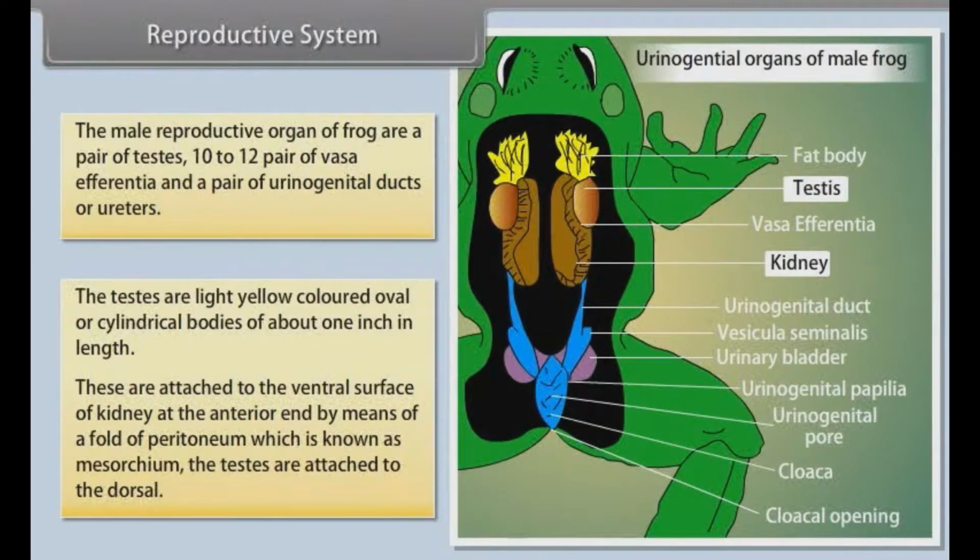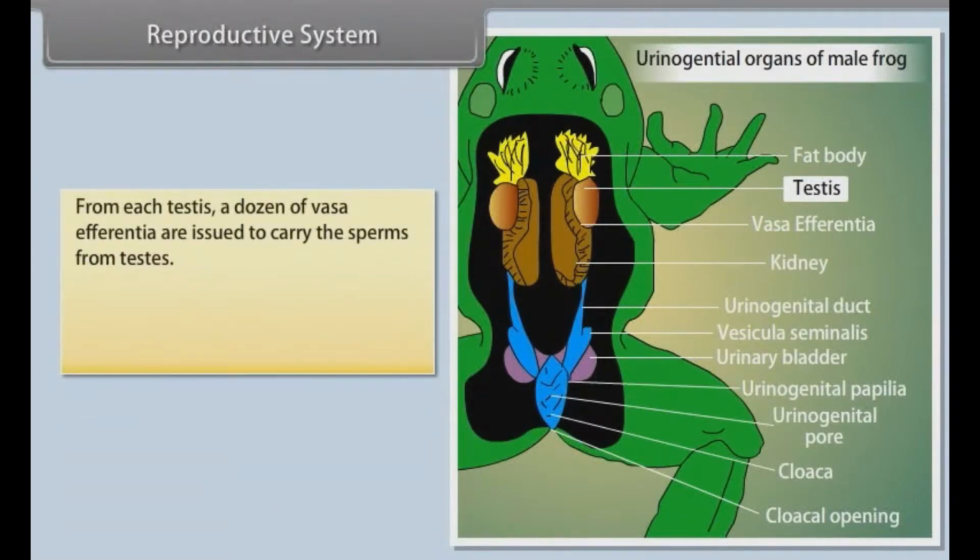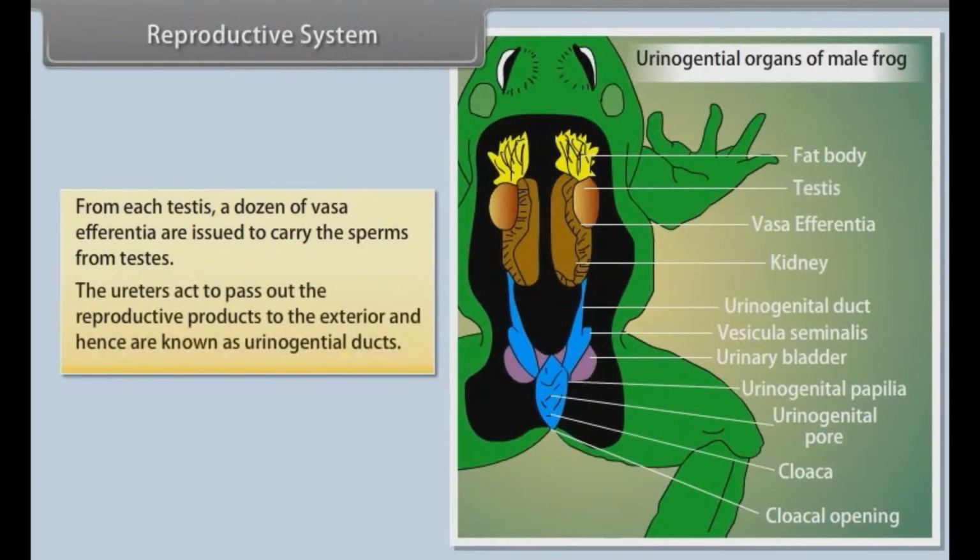The testes are attached to the dorsal. From each testis, a dozen vasa efferentia are issued to carry the sperm from the testes. The ureters act to pass out the reproductive products to the exterior and hence are known as urinogenital ducts.